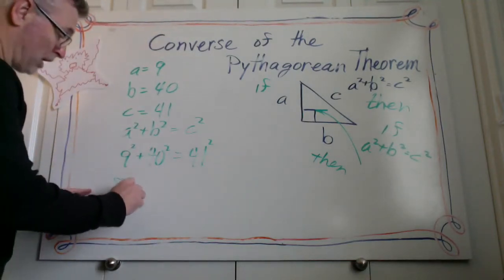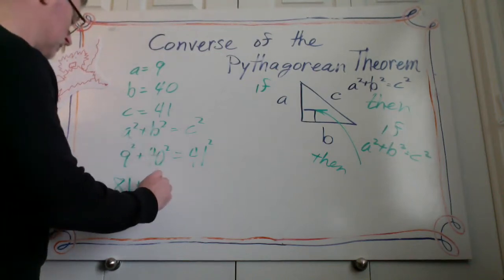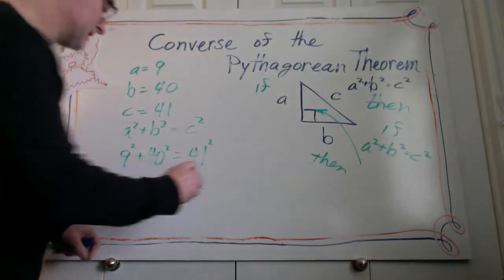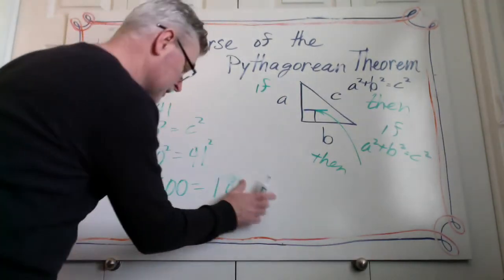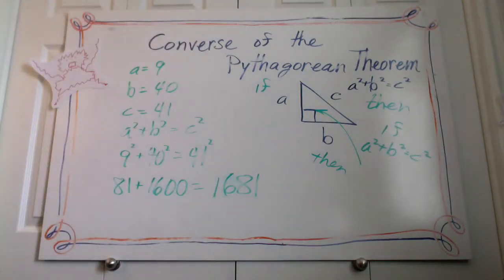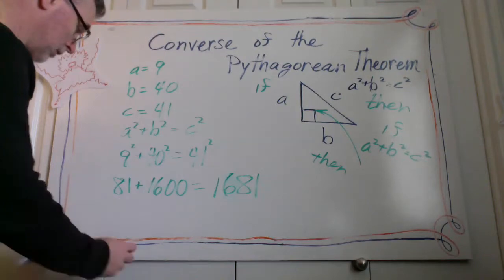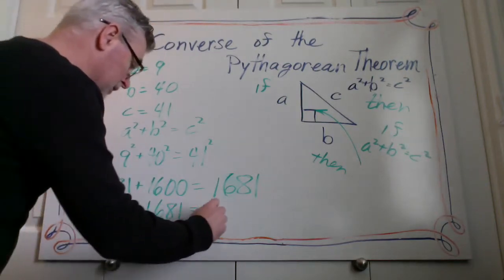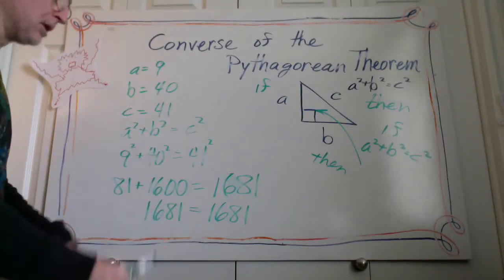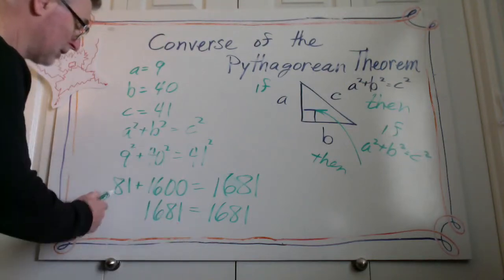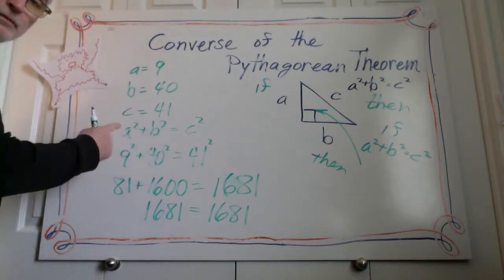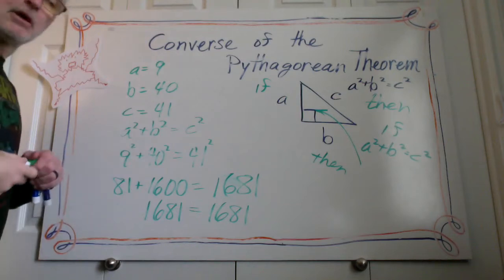9 squared is 81. 40 squared is 1600. And 41 squared is 1681. So what does 1600 plus 81 equal? 1681 equals 1681. When is 1681 equal to 1681? All the time. This is true. So a squared plus b squared equals c squared. This is a right triangle. And that's how you prove it.